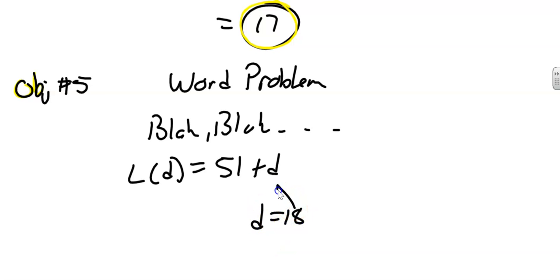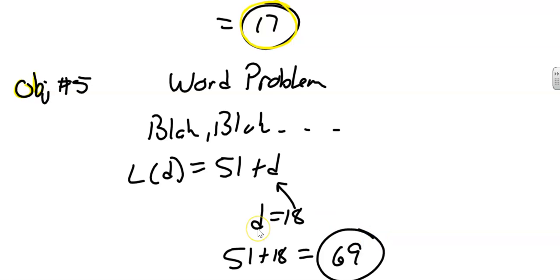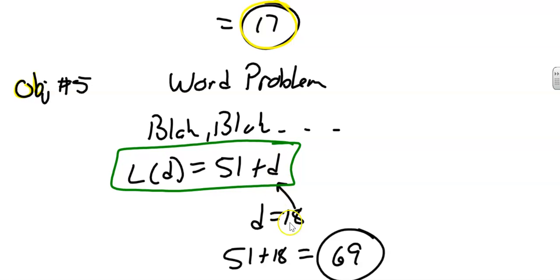Just plug it in. It's 51 plus 18. That's 69. And you're like, really? That's all that? Yes, that's all they're going to do. They give you this word problem. They give you a simple little function that's here. And then they tell you, all right, plug in 18 for D.